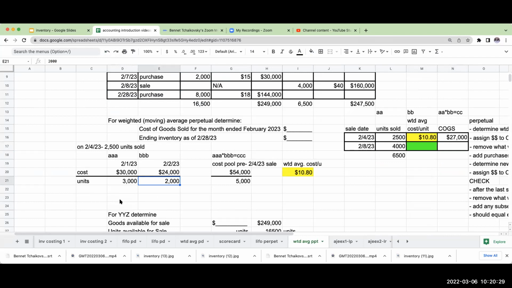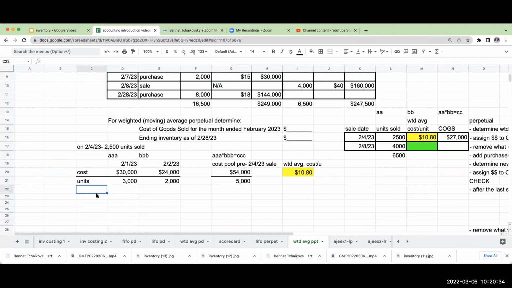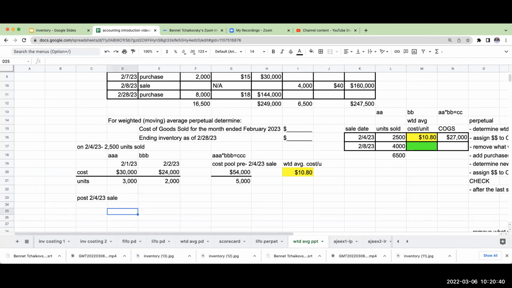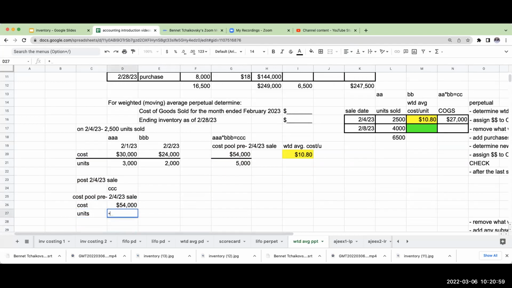Now, once I sell something, I have to remove it from the cost pool. So I'm going to call this post-2/4/23 sale. I'm going to take my cost pool pre-2/4/23 sale, and this is going to be $54,000 divided by 5,000 units. So this is my cost pool pre-sale. Now I sold over here.